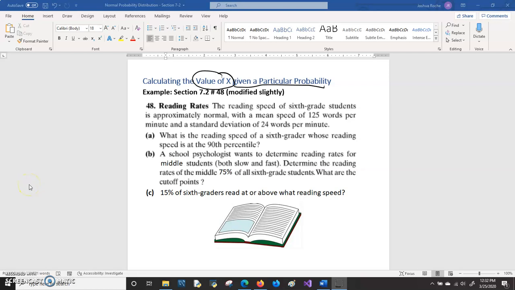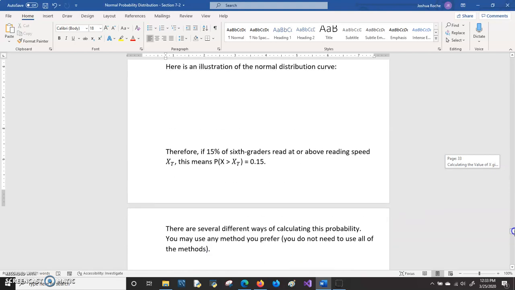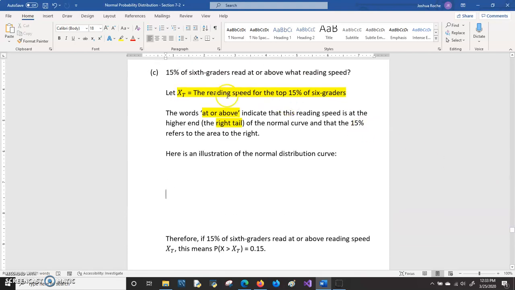7.2 number 48 part C asks: 15% of 6th graders read at or above what reading speed? It's giving us 15%, that's a probability. What we're looking for is a particular value of x, a reading speed. This time, let's just call that reading speed xt. It's going to represent the reading speed of the top 15% of 6th graders.